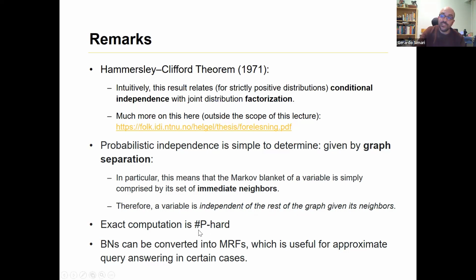Unfortunately, exact computation is sharp P hard. I don't want to get too much into this, but I mentioned sharp P also for Bayesian networks. Sharp P is called the counting class, where the typical canonical problem is sharp SAT, where instead of saying, given a formula, tell me if it's satisfiable or not, sharp SAT wants to know how many satisfying assignments it has. So can somebody tell me why they think computation is sharp P in Markov random fields?